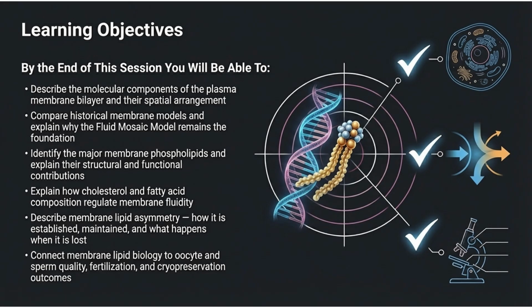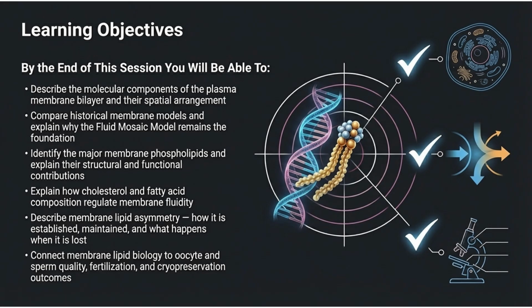You should be able to compare the historical models of membrane structure and articulate clearly why the fluid mosaic model, first proposed by Singer and Nicholson in 1972, remains the conceptual foundation for everything that follows. You should be able to identify each of the 5 major membrane phospholipids, name where in the bilayer each is found, and explain what structural and functional role it plays. Cholesterol warrants its own objective.